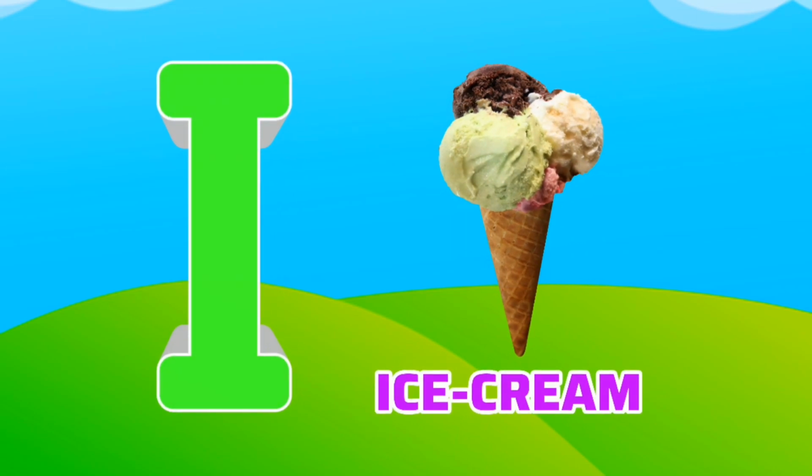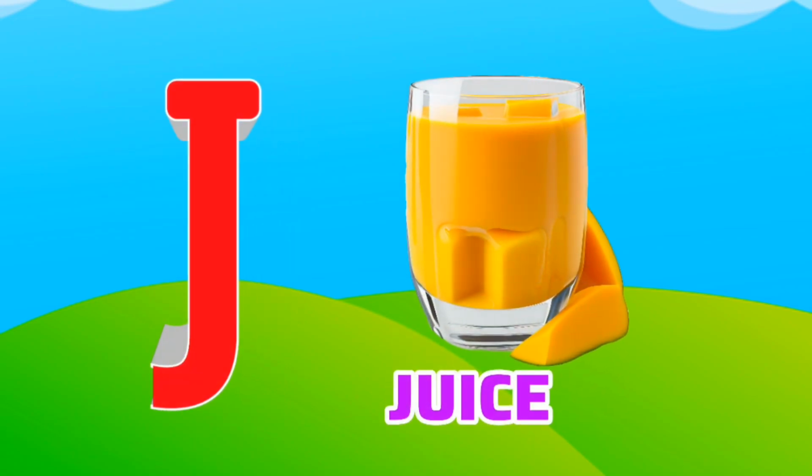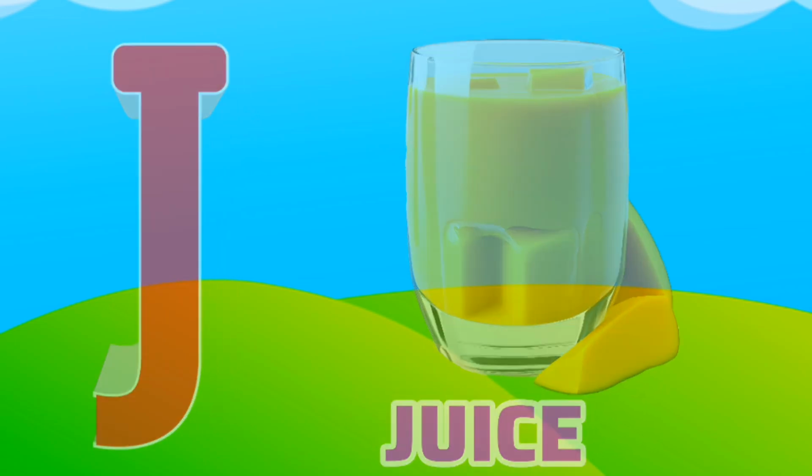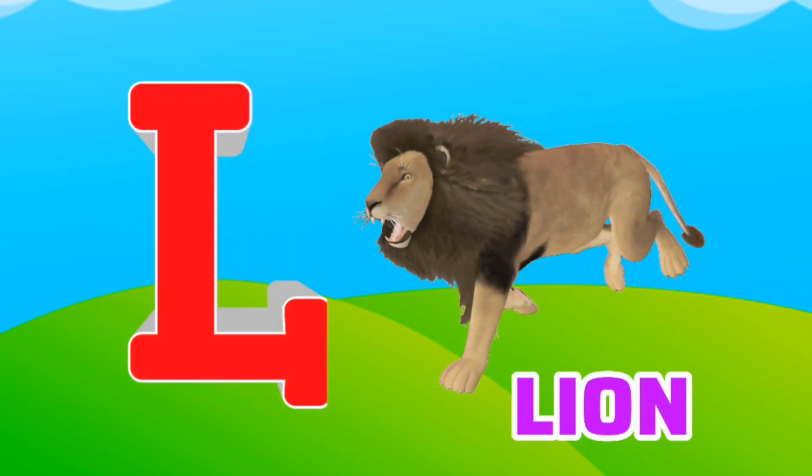I for ice cream. J for juice. K for kite. L for lion.